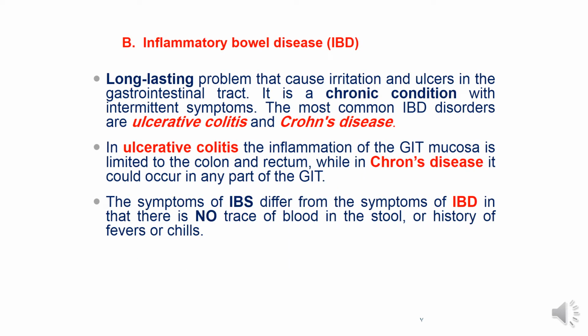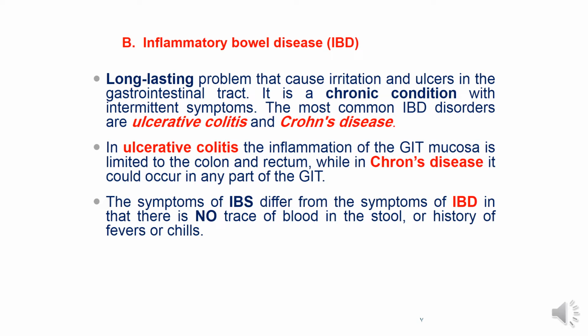Second, the inflammatory bowel disease, which is IBD. It is a long-lasting problem that causes irritation and ulcers in the GIT. It is a chronic condition with intermittent symptoms. The most common IBD disorders are classified into two disorders, which are ulcerative colitis and Crohn's disease. In ulcerative colitis, the inflammation of the GIT mucosa is limited to the colon and rectum, while in Crohn's disease it could occur in any part of the GIT.